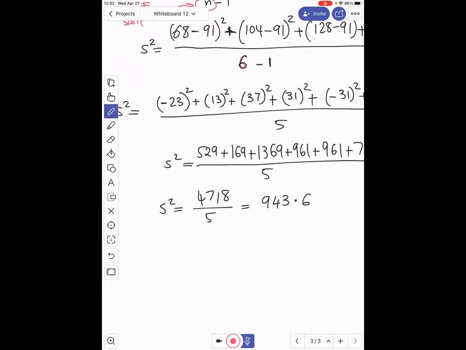So then this second step, step 2, just take the square root, guys. Your sample standard deviation S is the square root of this number. So the square root of 943.6, right? Just be careful with the square root. It's not the square, it's the square root, okay?